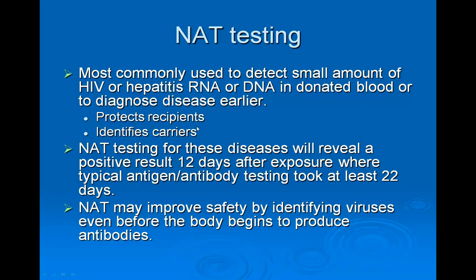So they're going to take a sample of blood. They're going to look for evidence that you have that virus, but it can diagnose it much sooner than what the ELISA or the Western Blot would have been able to do. So this is the real nutshell of this slide. Nucleic acid testing may improve safety by identifying viruses even before the body begins to produce antibodies. Where ELISA and Western Blot were looking at antibodies, this is looking at the actual RNA or DNA of different types of viruses. Okay, so I hope that kind of helps.